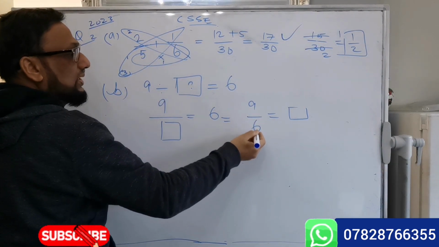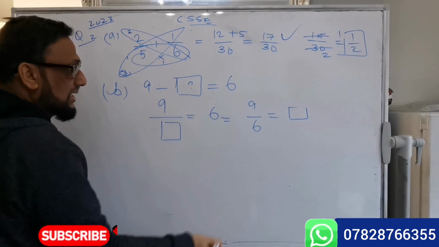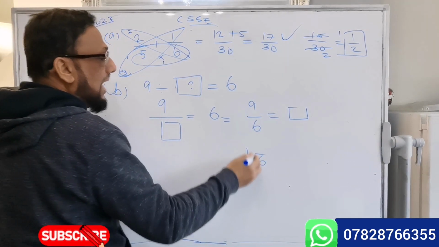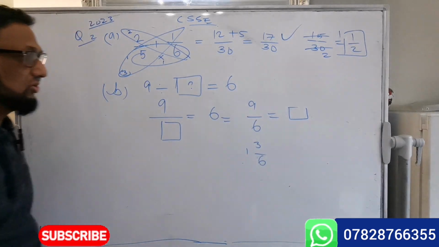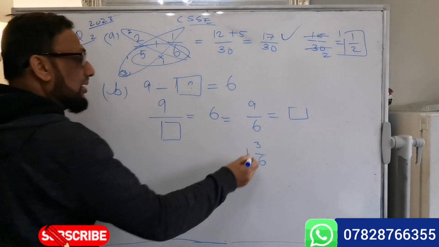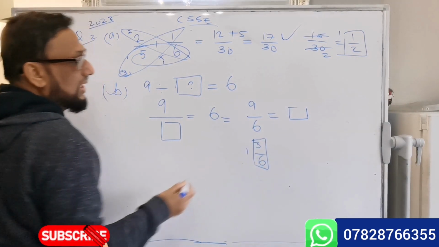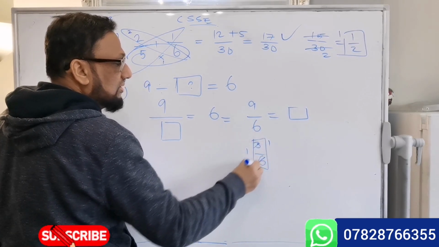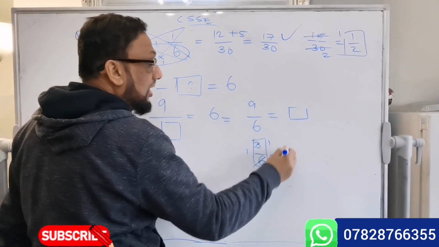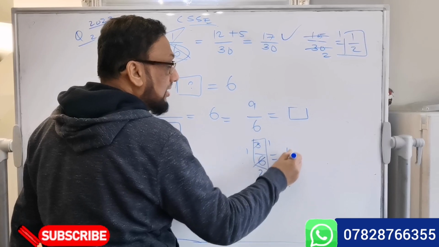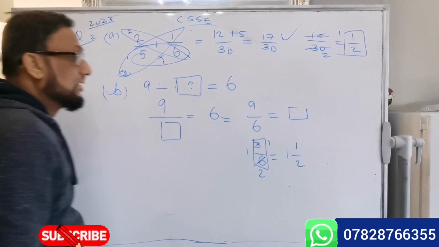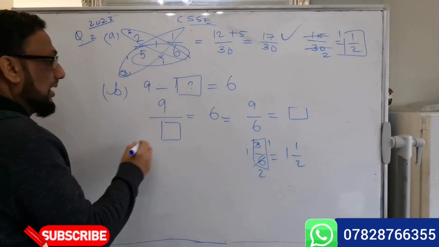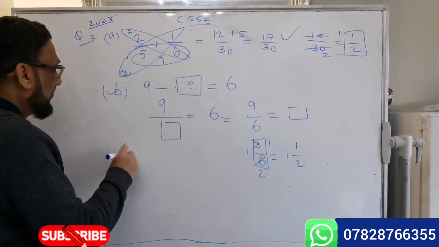So now we can say 9 divided by 6, which means 6 times 1 is 6, and the remainder is 3. Now look at this one, numerator and denominator, 3 over 6. These are the multiples. So 3 times 1 is 3 and 3 times 2 is 6. So your answer is 1 over 2. So this is the answer for question number B. And now move on to part C.